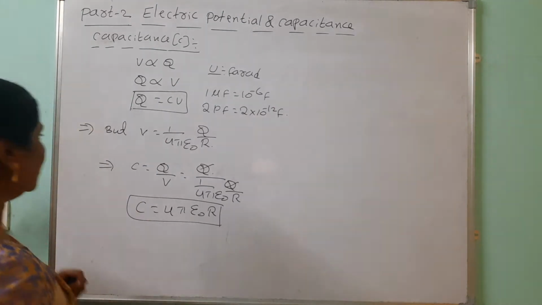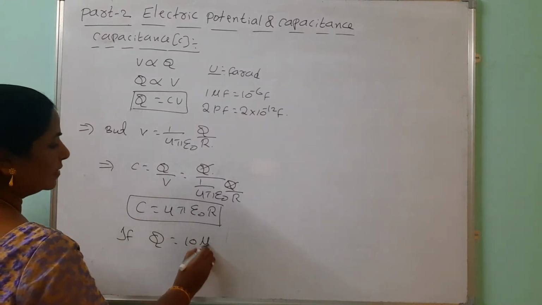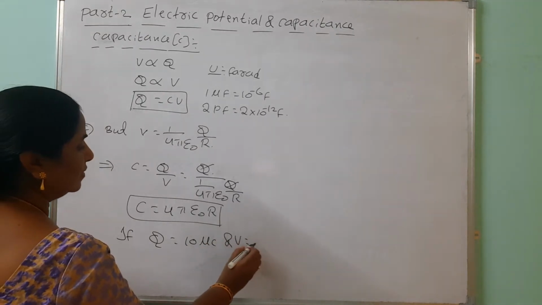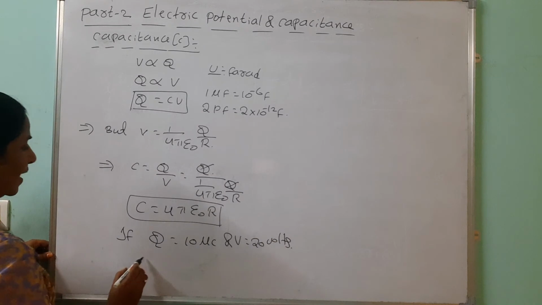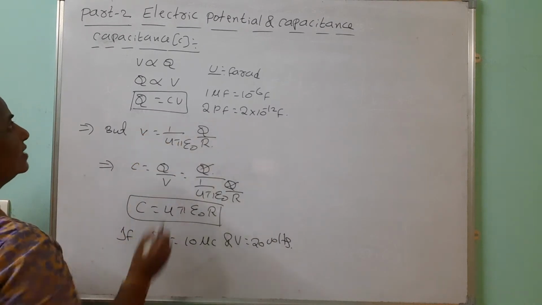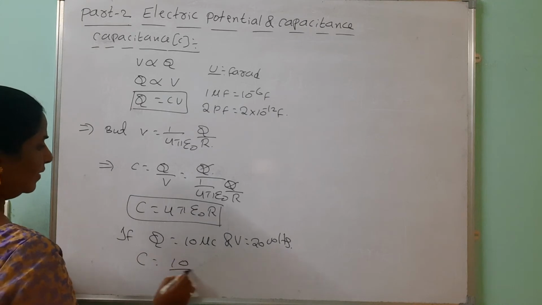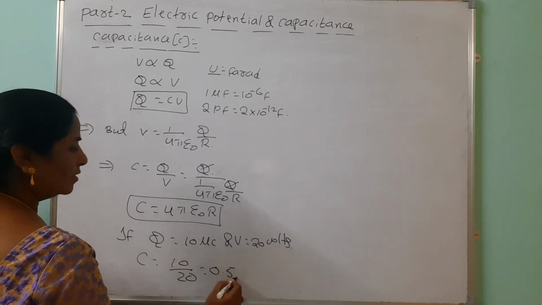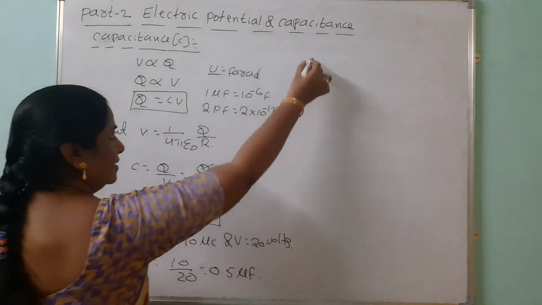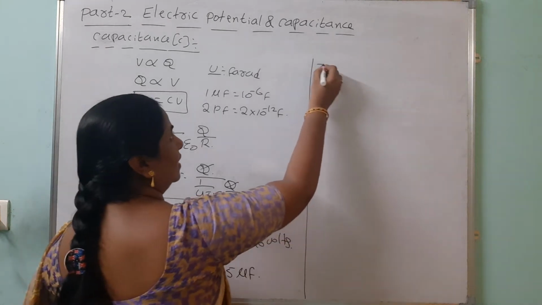Then we do one problem. If Q equals 10 microcoulombs and V equals 20 volts, then how do we find the capacitance here? C equals Q by V. So instead of Q, 10 by 20, the answer is 0.5. But microcoulombs means here you get microfarads. Microfarads.